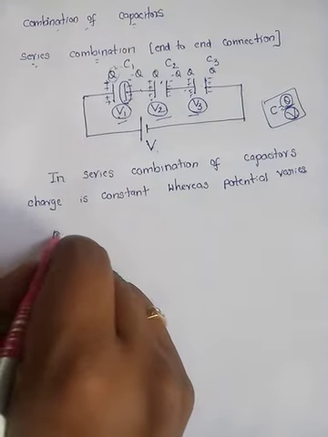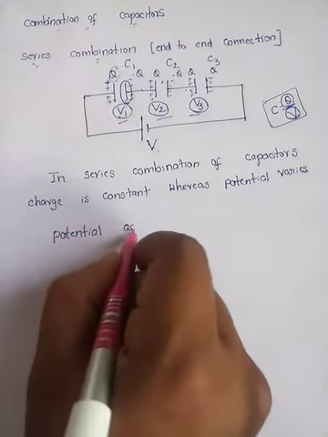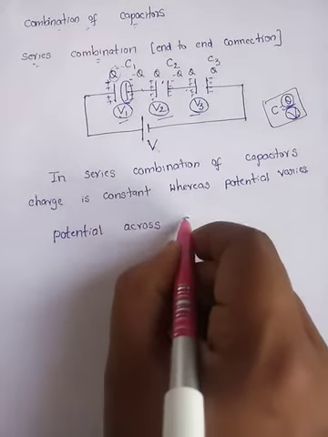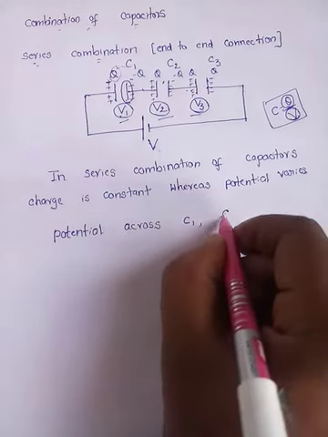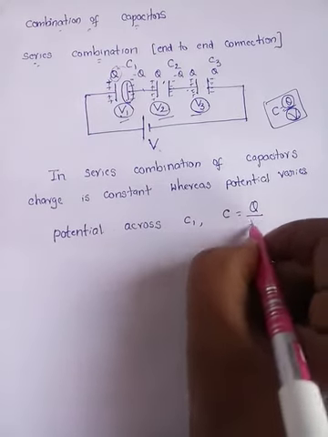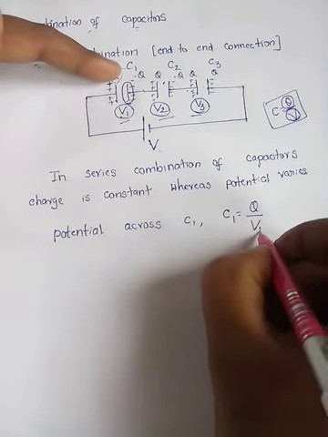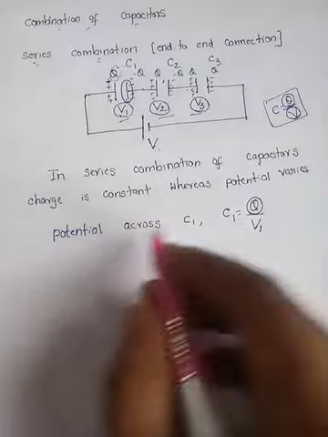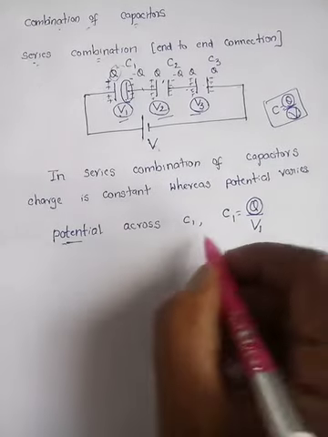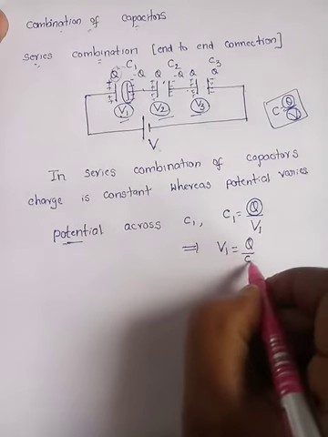Now let us calculate the potential across C1. What is the potential across C1? We don't know. C is equal to Q by V. What is the name of this capacitor? C1. What is the potential across it? V1. Charge is constant, so we write Q. What we want is the potential, so V1 is equal to Q by C1.